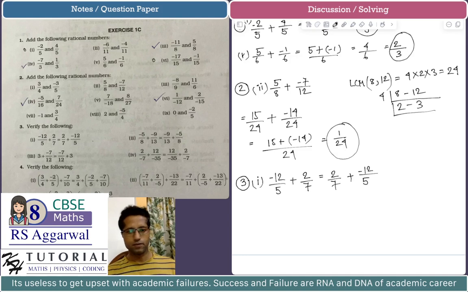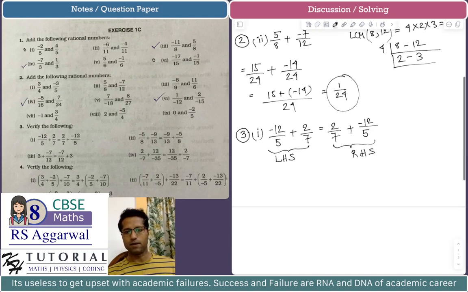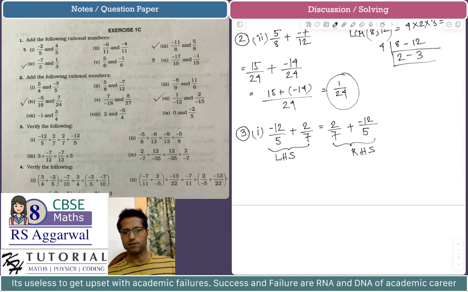Now I am not sure whether it is asking to verify by evaluating both sides, that is, you evaluate the LHS, you evaluate the RHS, and then verify whether the LHS is equal to the RHS or not. I am not sure whether this is the way the problem is supposed to be solved. But what I have in my mind is that both sides, LHS and RHS, are additions of two rational numbers.